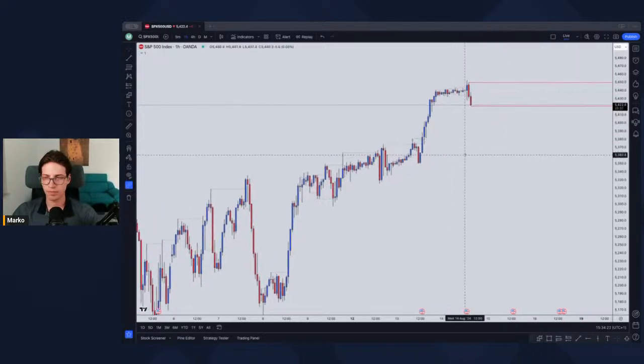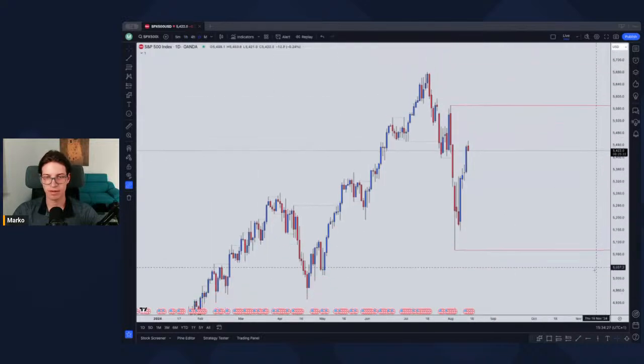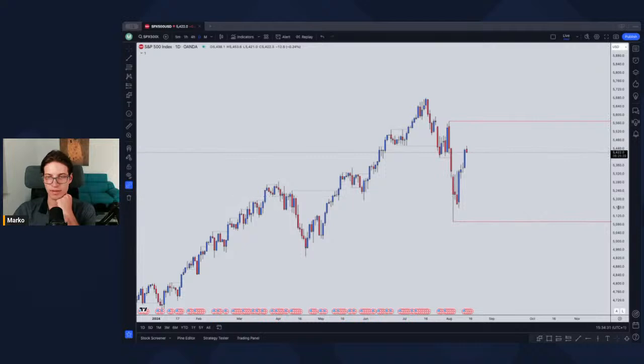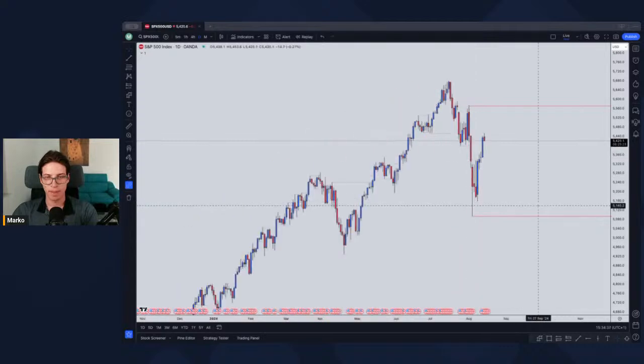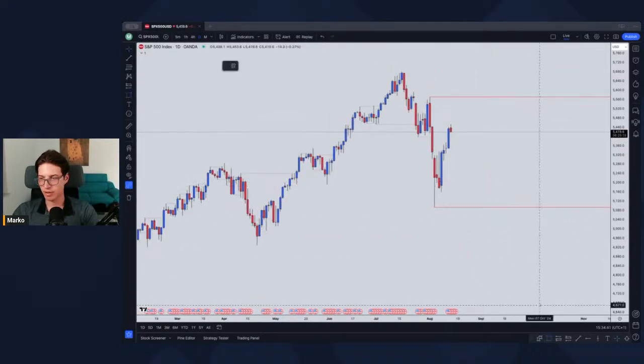S&P. Let me start actually on the daily. Wow, this is nice. So it is showing a nice rejection of these levels. Nice bounce. So I know there was a big concern.